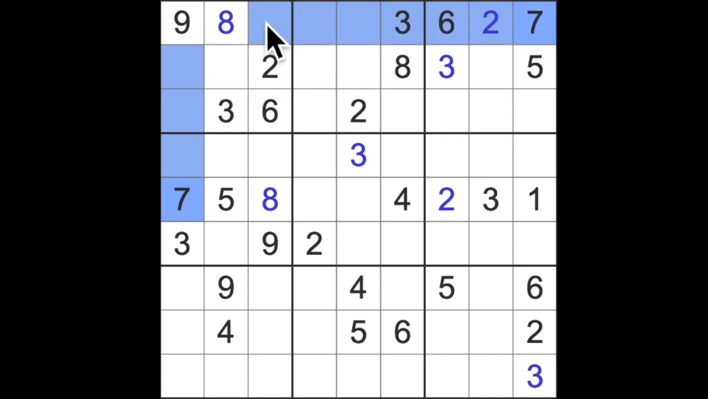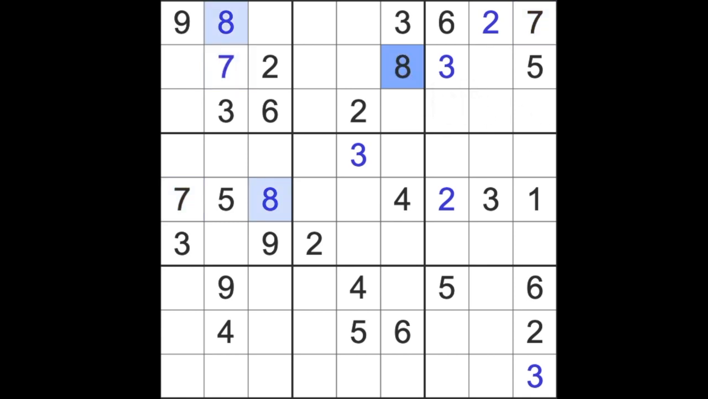Seven up here and seven across here. That puts a seven into that square. Up here we are missing 1, 4, and 5 in the top row, aren't we? So 4 and 5 block this square, so that's got to be a 1.